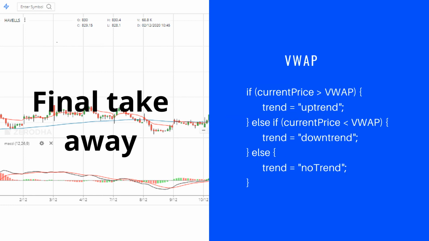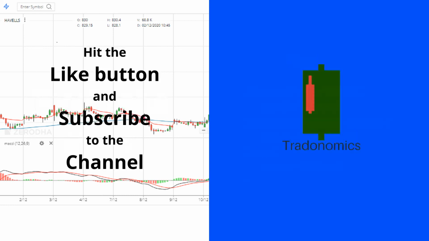And if the current price is above the VWAP, then the general opinion is that the stock is trending higher. And if the current price is below the VWAP, then the general opinion is that the intraday trend is down. And if VWAP lies in between the high and low of that stock, then the expectation is that the stock will remain volatile. So this is all about the VWAP.